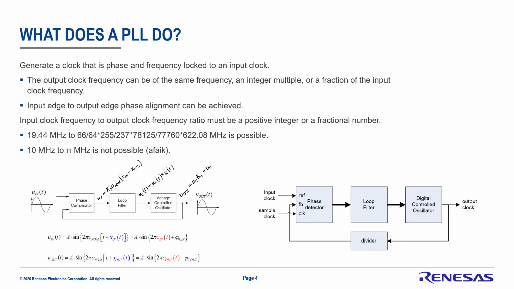A phase lock loop generates a clock that is both phase and frequency locked to its input. The output frequency can be the same frequency, an integer multiple, or a fractional multiple of the input clock frequency. The ratio of the frequencies must be a positive integer or fractional number. But it means that you have lots of flexibility on the type of clocks you can generate and have some relationship back to the input clock.